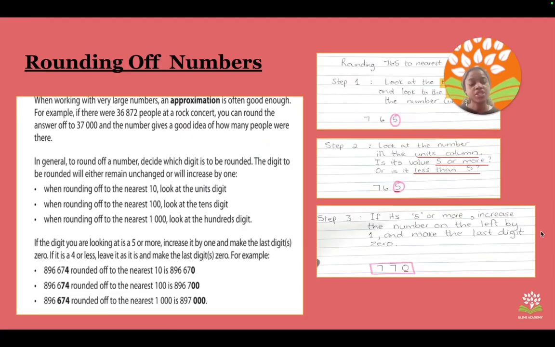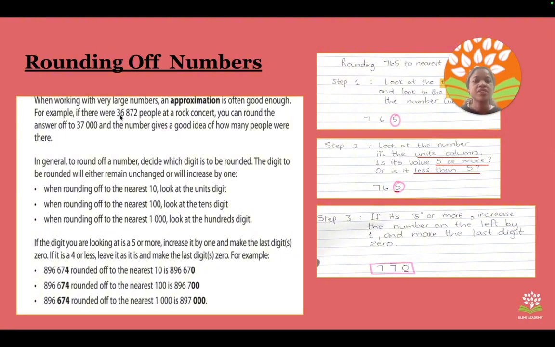So let's talk about what it actually means to round off numbers. When we're rounding off numbers, we're taking very large numbers and finding an approximation of that number, because an approximation is often good enough. An approximation is basically the value or the number that is close to the original or exact number. So it's not the exact number, but it's the number that is around that original or exact number. The reason why we do this, you'll see just as we move forward.